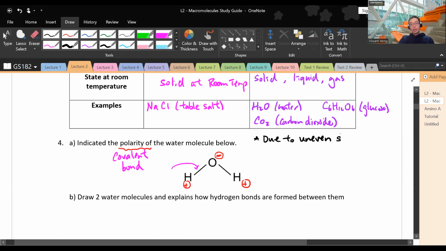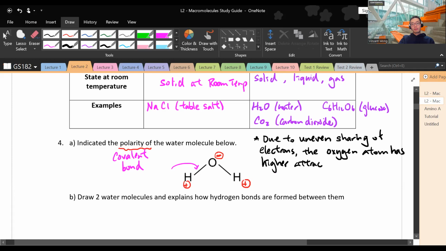So due to uneven sharing of electrons, the oxygen atom has higher attraction for electrons, making it slightly more negative.